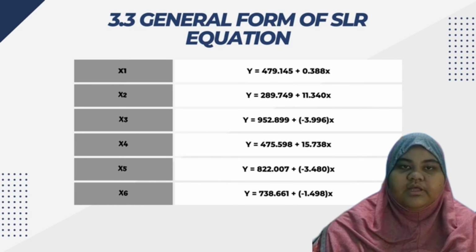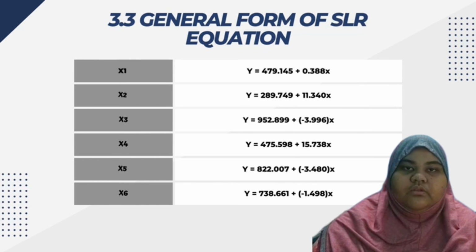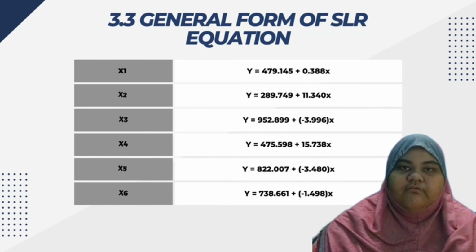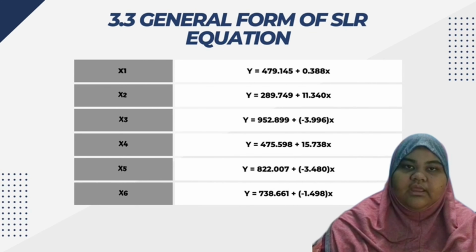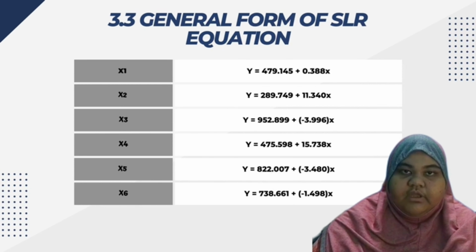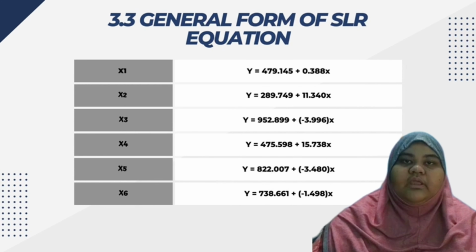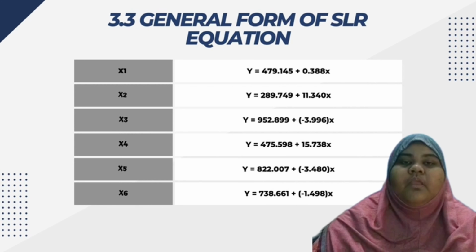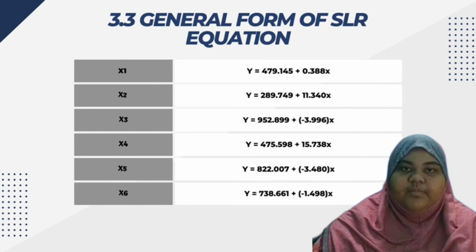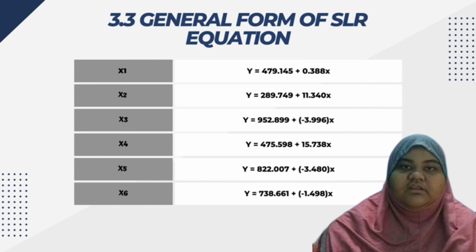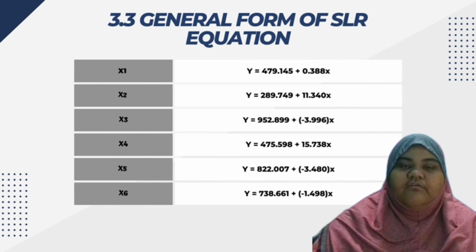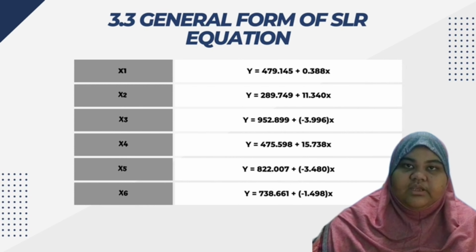Example for variable x1, y equals 479.145 plus 0.388 multiplied by 184, equals 550.537. If the city's reported violent crime rate per 100,000 residents was 184 people, it would receive 550.537 recorded offenses overall for every million residents.